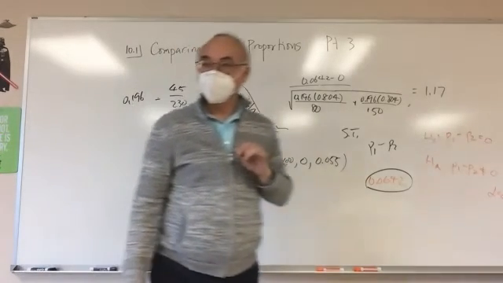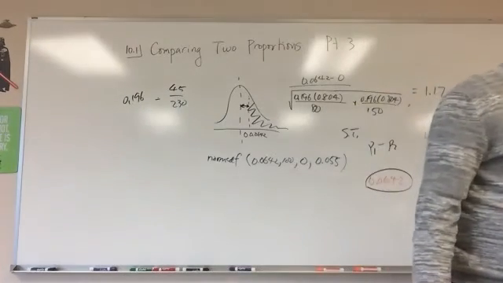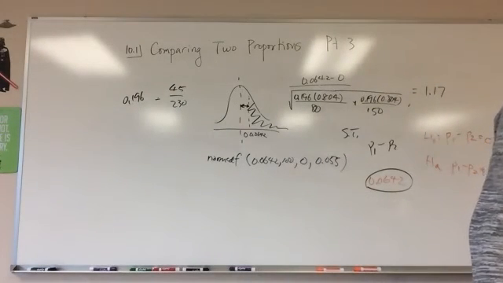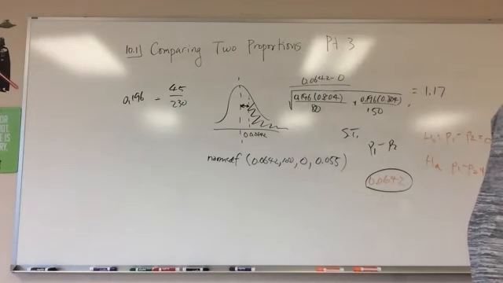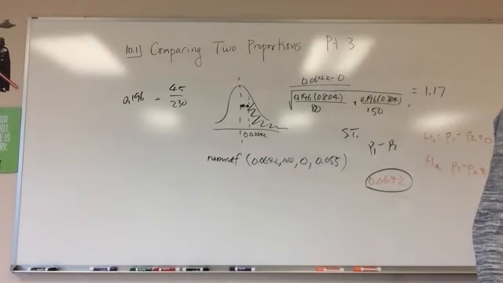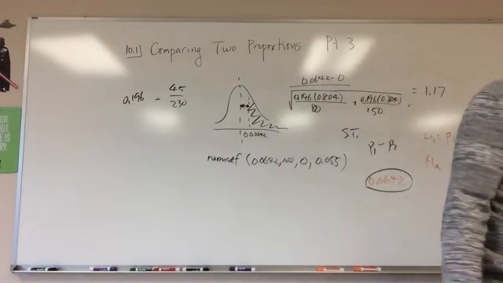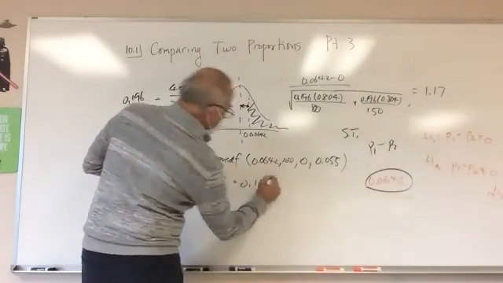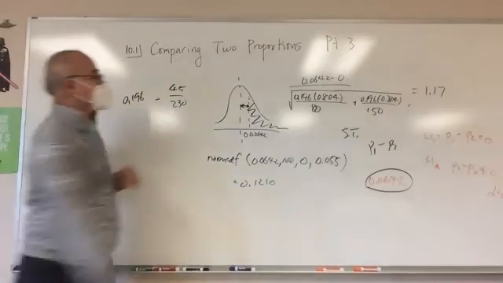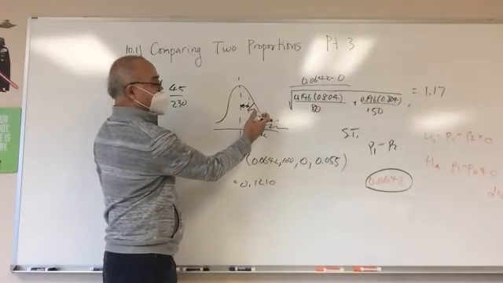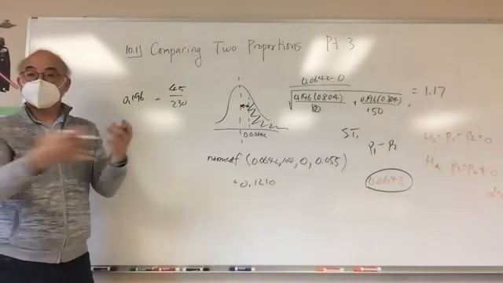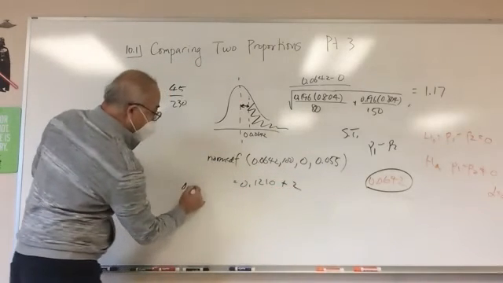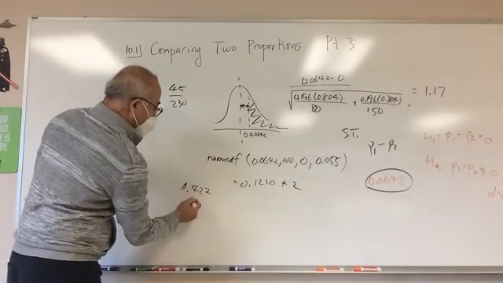Are you doing it right now? What did you say you get? 0.1210. Okay, so same thing, 0.1210. So I have to multiply that by 2, right? It's two-sided. So if I multiply this by 2, I'm going to get 0.242.